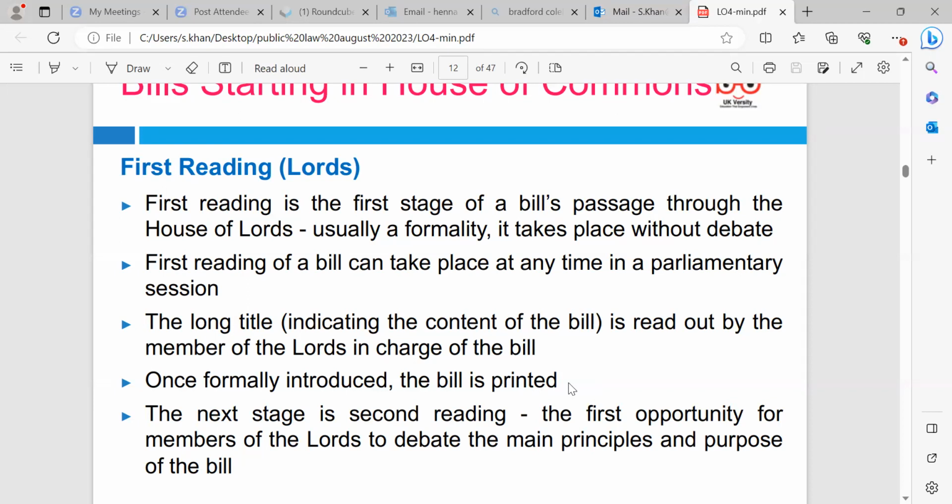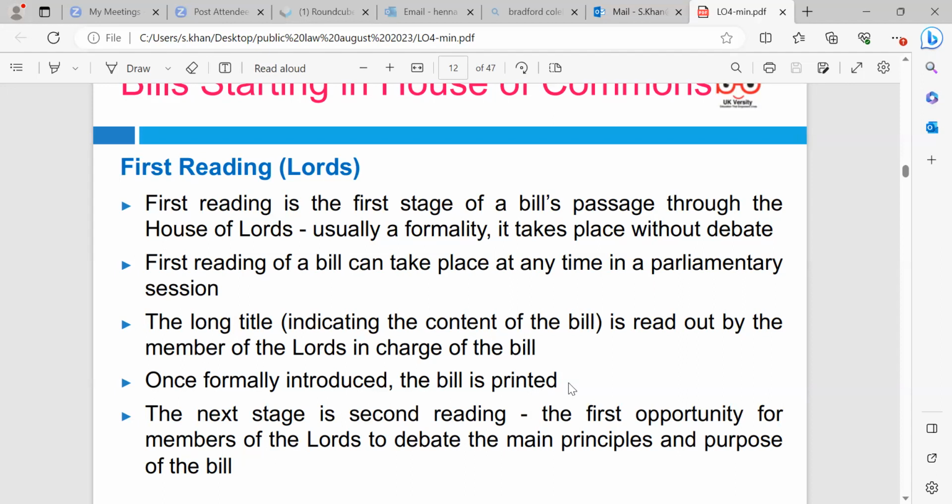So this is the first reading in the House of Lords. First reading is the first stage of bills passing through the House of Lords. Usually a formality, it takes place without a debate. The first reading of a bill can take place at any time in a parliamentary session, and the long title indicating the content of the bill is read out by the member of the Lords in charge of the bill. So the last one we looked at, the first reading, second reading, committee stage, third reading, royal assent, was part of the Commons. This is part of the Lords, okay? Once formally introduced, the bill is printed.